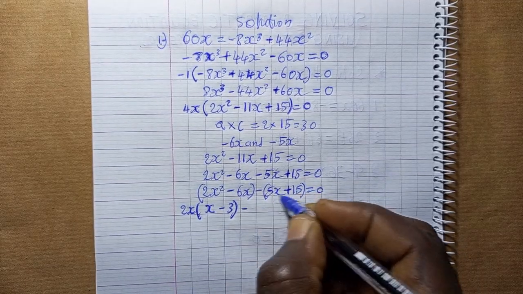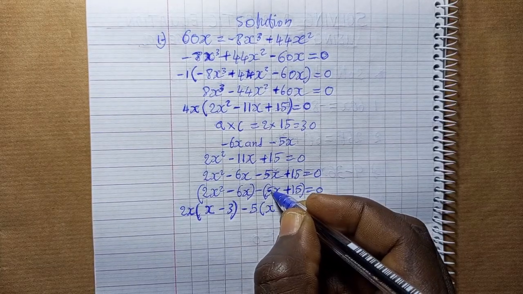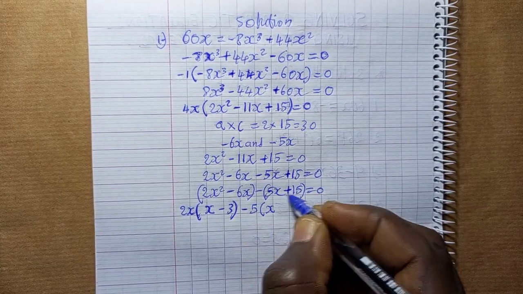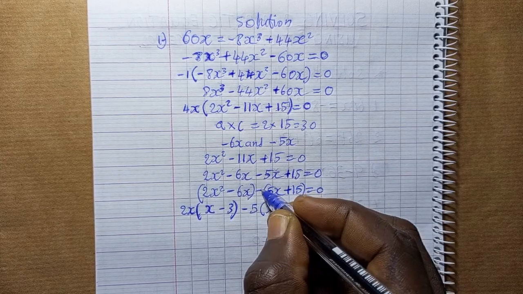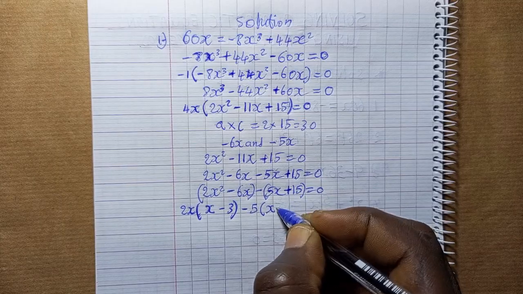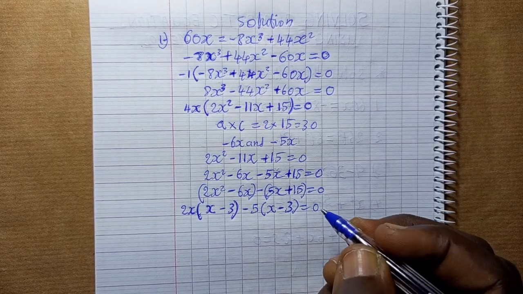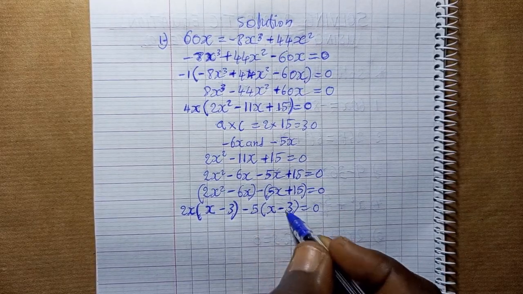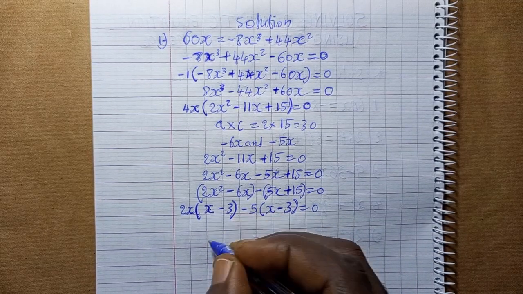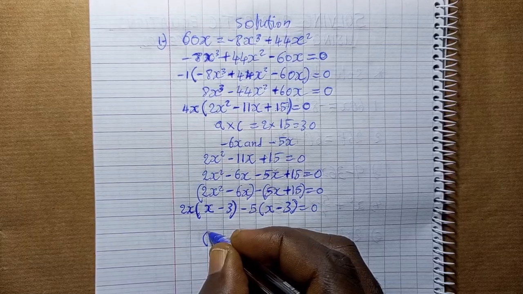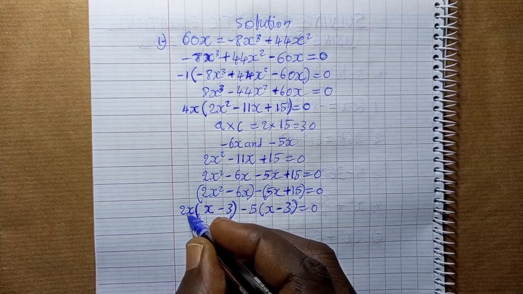Here, minus, the common factor here is 5. Open bracket x, remove 5 from here, is left with x, and then 15 divided by 5 is 3. So minus, here we affect plus, so minus 3 equals 0. You can see now that this one and this one are the same, they must be the same. So you take one of these. We're going to take this one now, which is open bracket x minus 3, then open another bracket 2x minus 5 equals 0.